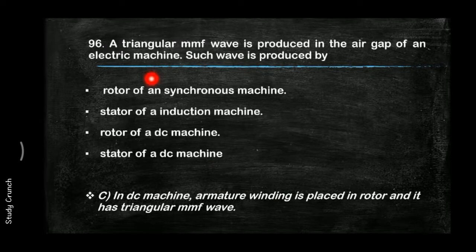Next, a triangular MMF wave is produced in the air gap of an electrical machine. Such wave is produced by, so the answer is it is rotor of a DC machine. In DC machine, the armature winding is placed in the rotor and it has a triangular MMF wave.